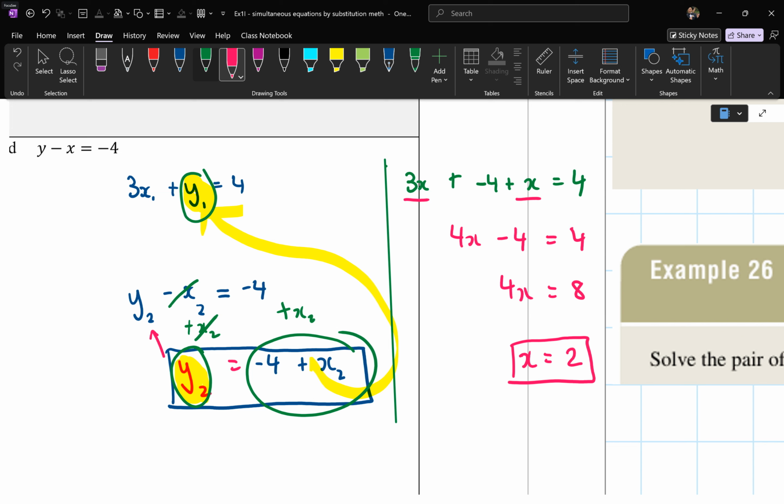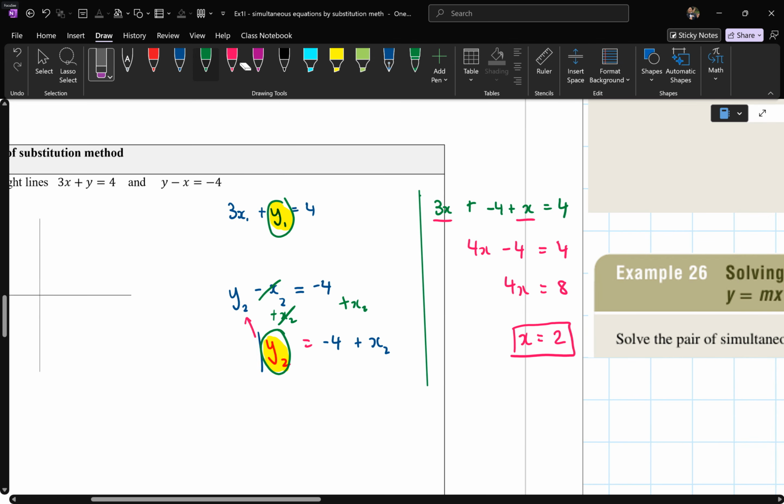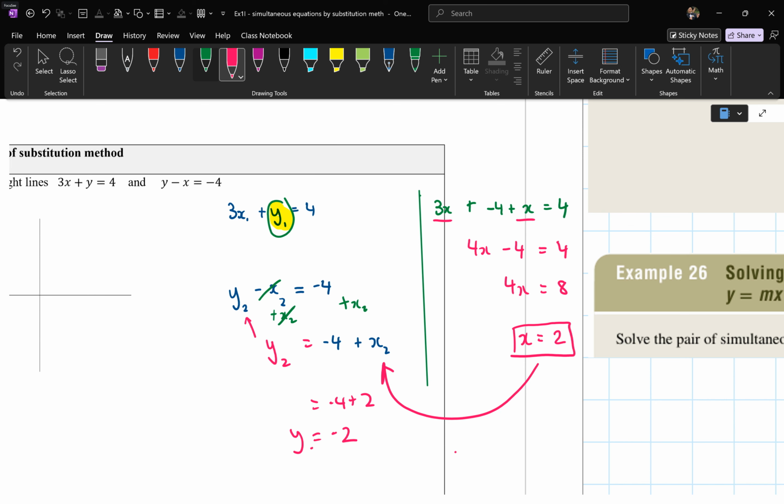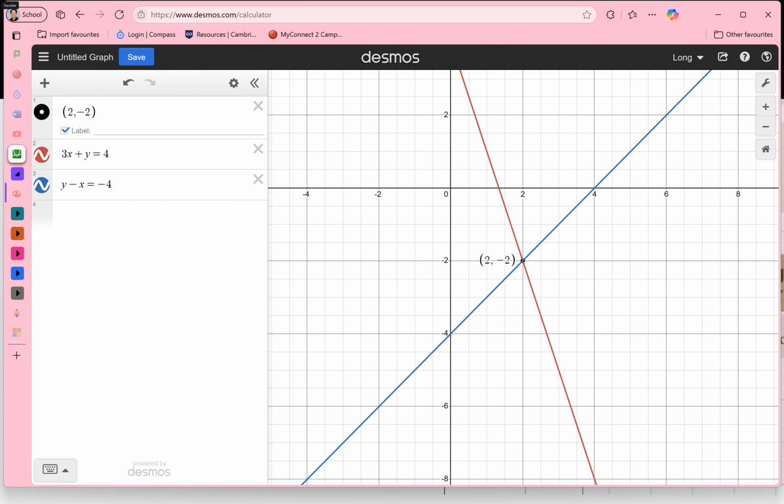Very good. You didn't have to do it my method. No matter which method you did, as long as you follow the theory, you should get x equals 2. If x equals 2, then according to this theory, y will then equal negative 4 plus 2. It's negative 2. So you should have 2, negative 2 as your point of intersection. Let's test it. Desmos. There we go. There's my point of intersection.